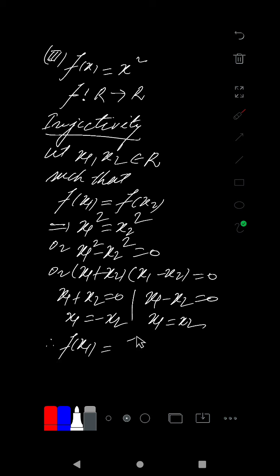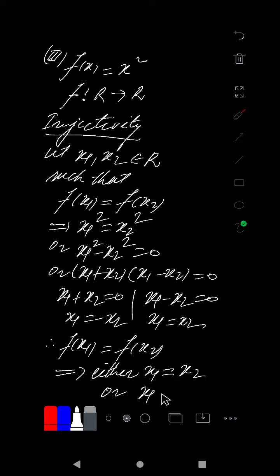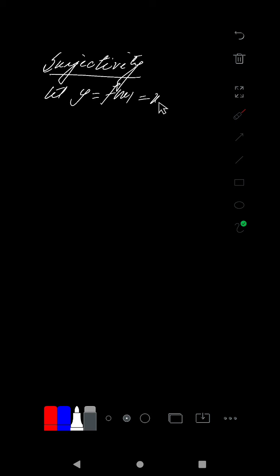f(x1) is equal to f(x2) implies that either x1 is equal to x2 or x1 is equal to minus x2. Thus, f is not a 1-1 function. Now let us check surjectivity of the function. For that, we need to find out the range of the function. So let y is equal to f(x), that is x square, or x square is equal to y, or x is equal to plus minus under root y.